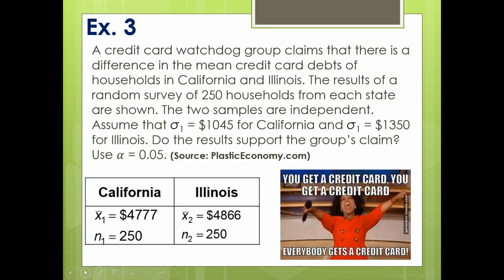So here is our first problem. A credit card watchdog group claims that there is a difference in the mean credit card debts of households in California and Illinois. The results of a random survey of 250 households from each state are shown. The two samples are independent, so that's good. That's one of our conditions. Assume that sigma 1 is 1045 for California. Oops, that's supposed to say sigma 2 right here. That's sigma 2, and sigma 2 is 1350 for Illinois. Do the results support the group's claim? Use alpha equals 0.05.